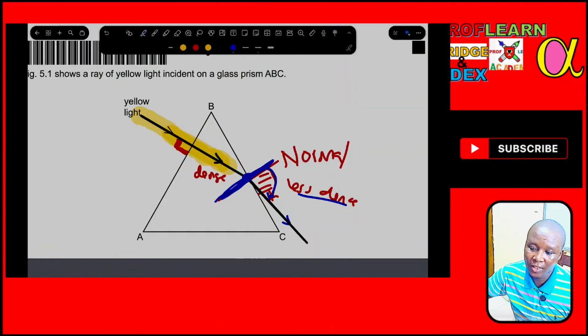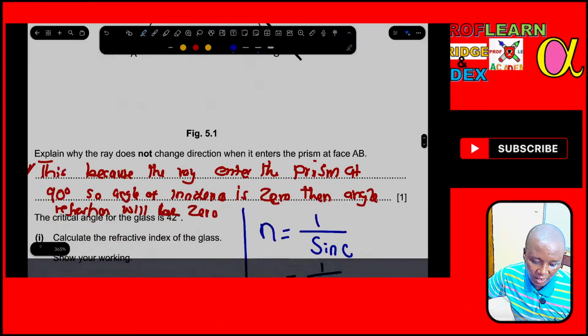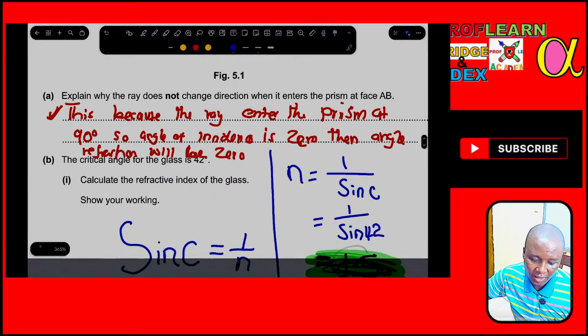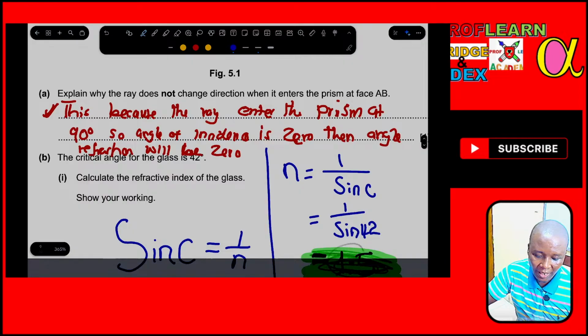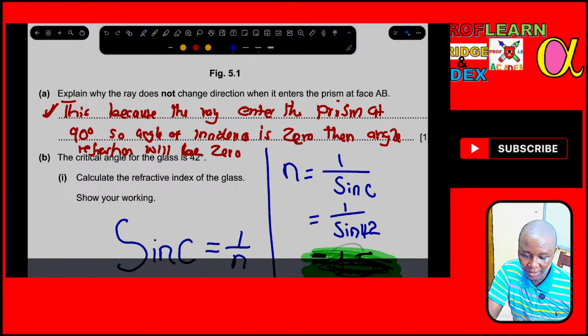Let's dive in and look at explain why the ray does not change direction. We said this is because the ray enters the prism at 90 degrees, so the angle of incidence is 0. And if the angle of incidence is 0, then the angle of refraction will also be 0. Yeah, so that is it.